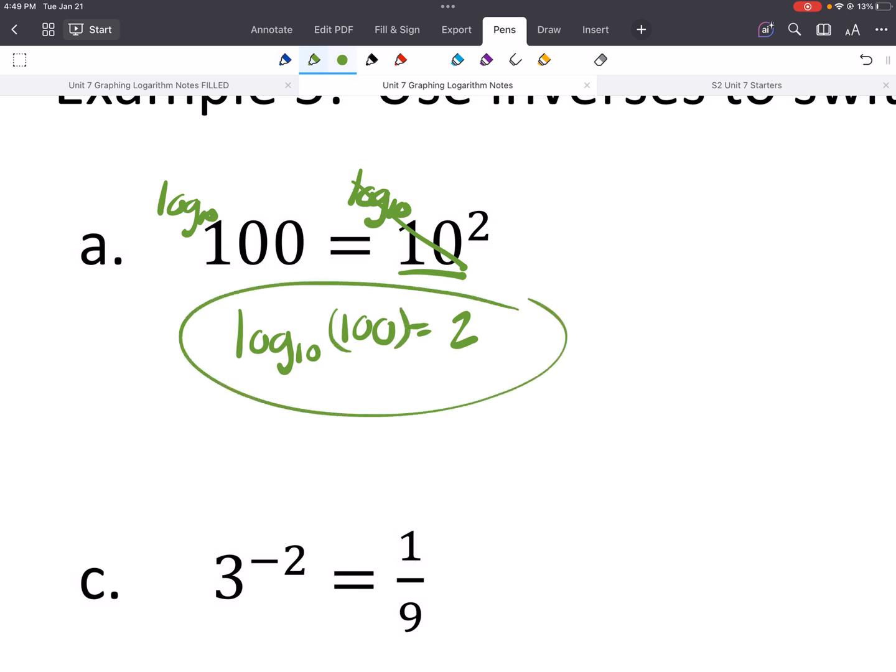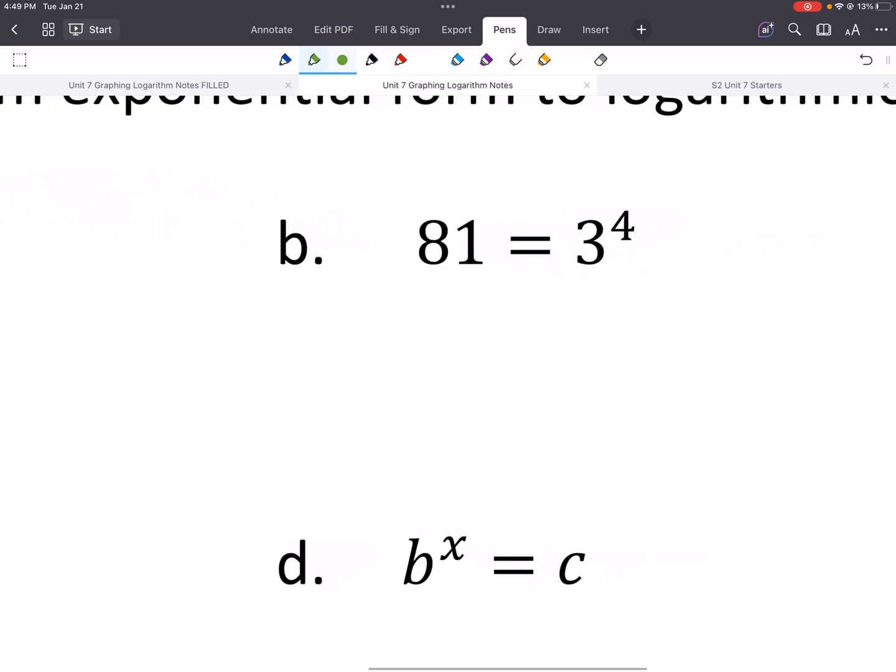Sometimes they'll put the argument in a parenthesis, especially when you do your homework. Sometimes it will automatically do that, so just be aware of that. Okay, let's look at this one. Again, we're trying to get rid of the base, so we would do log base 3 on both sides, and we'd get log base 3 of 81 is equal to 4.